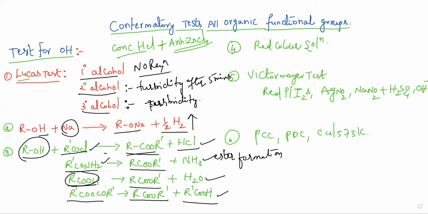Coming to the next one, it gives a red colored solution with ceric ammonium sulfate solution, or we can say a red colored solution is formed when alcohol reacts with ceric ammonium nitrate.